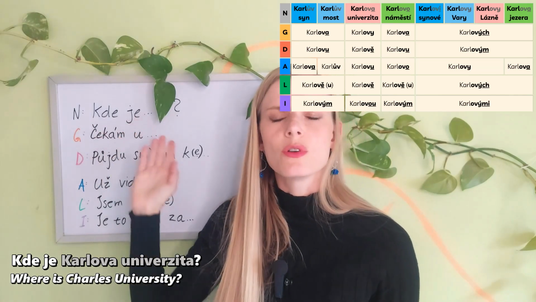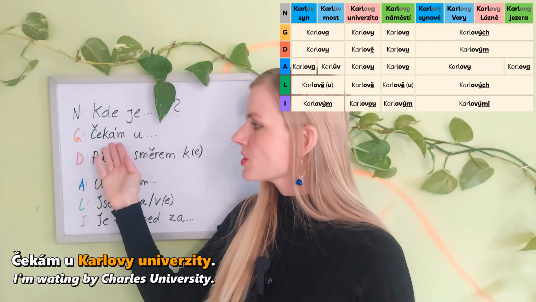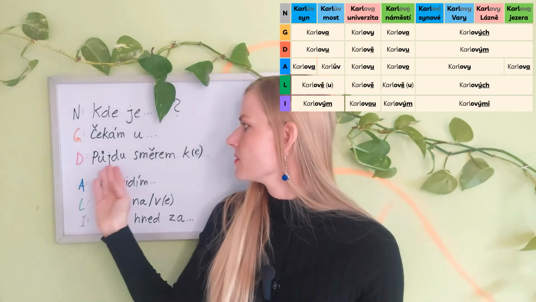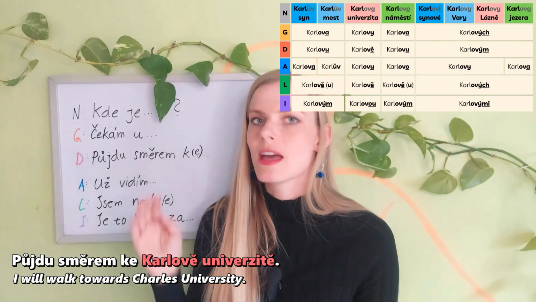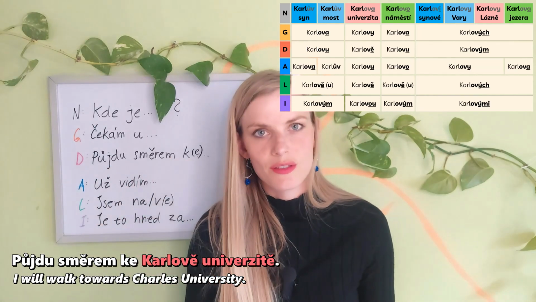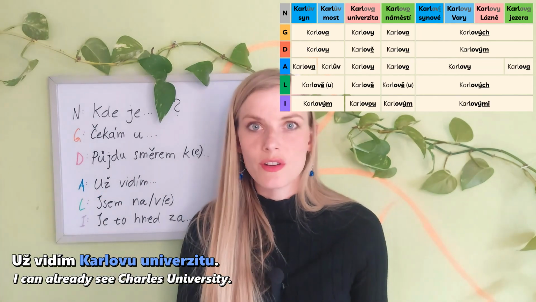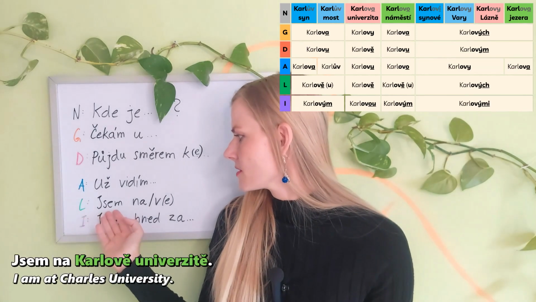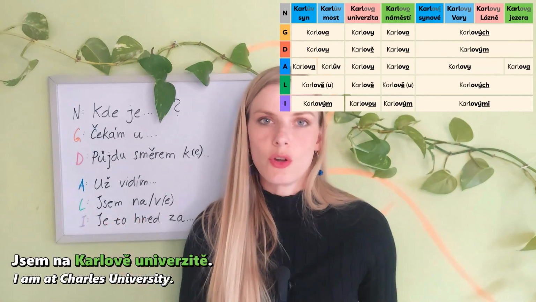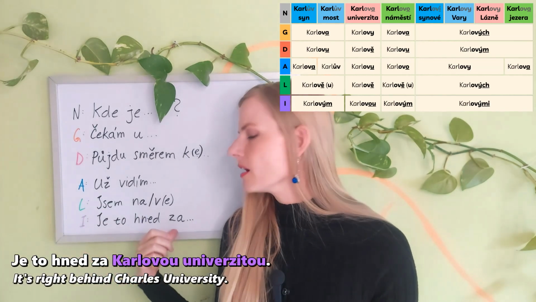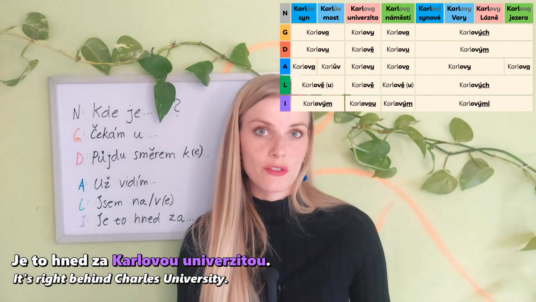Now, Charles University, Karlova univerzita. Kde je Karlova univerzita? Genitive. Čekám u Karlovy univerzity. Dative. Půjdu směrem ke Karlově univerzitě. And in accusative, už vidím Karlovu univerzitu. Locative. Jsem na Karlově univerzitě. And instrumental. Je to hned za Karlovou univerzitou.